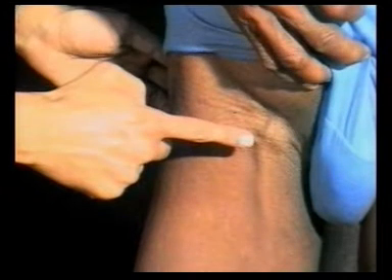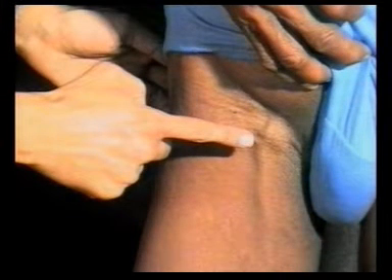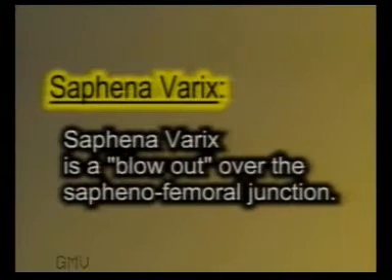Next, inspect the saphenous opening below the inguinal ligament for a saphena varix. Saphena varix is a blowout over the saphenofemoral junction and it indicates saphenofemoral valve incompetence. If a saphena varix is seen, ask the patient to cough and look for a visible cough impulse.